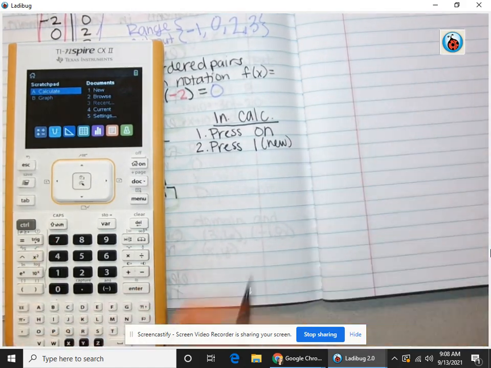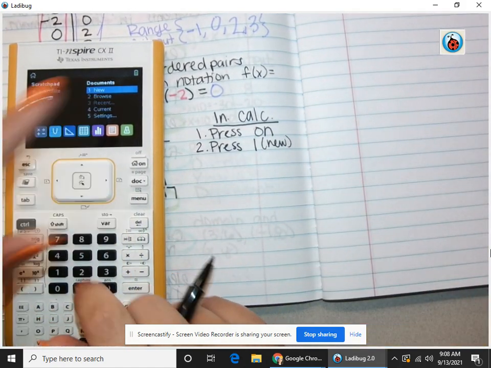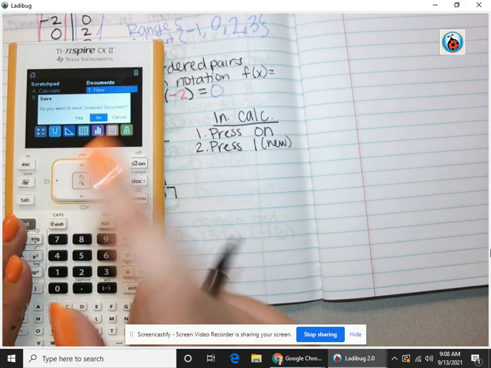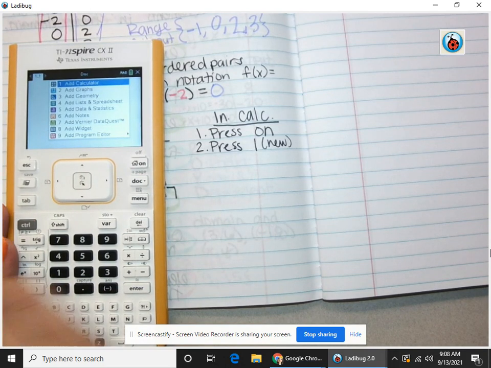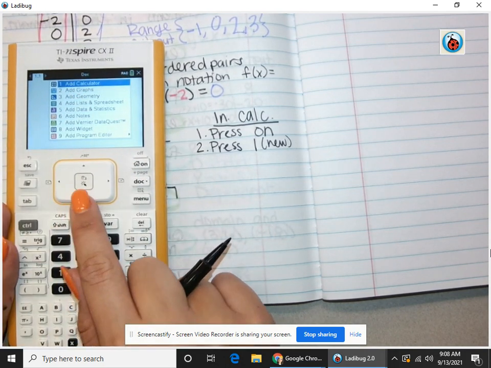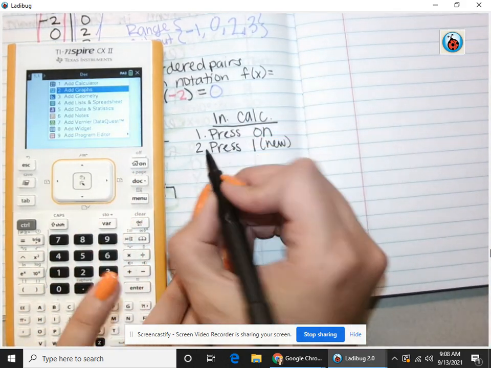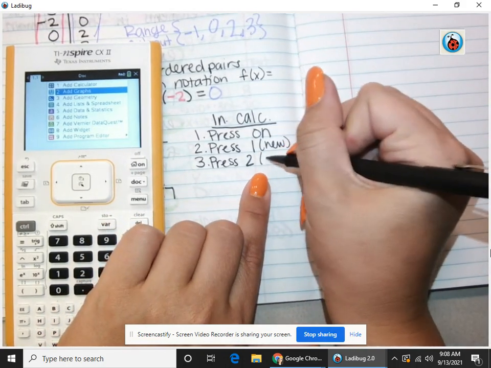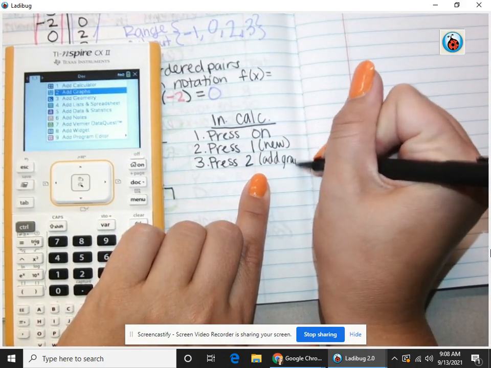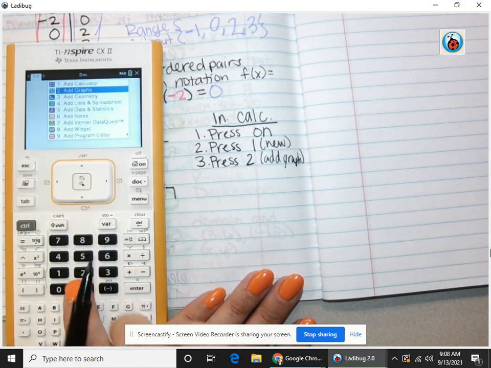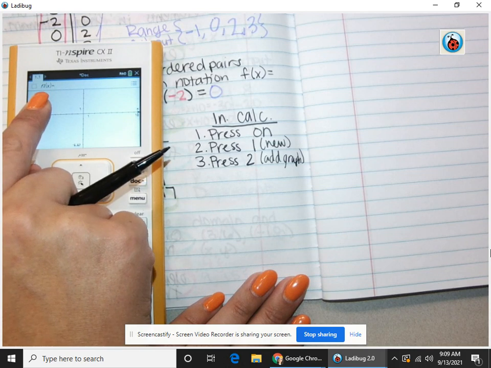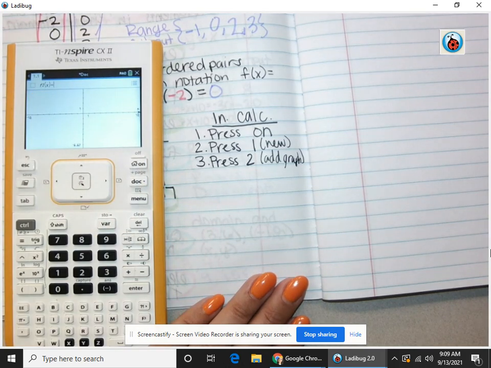Or go to new. Okay, so that's new over here. Don't save it. Whatever it is, you can just click no. And then we're going to add a graph. So we're going to press 2, which is add graph. Okay, so I've got my f1 of x. So this is saying the first function of x.